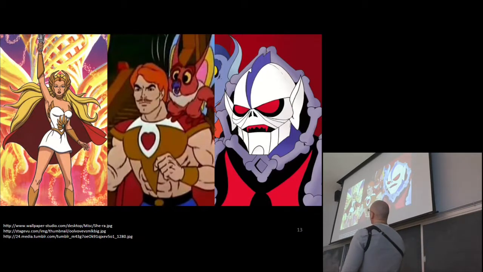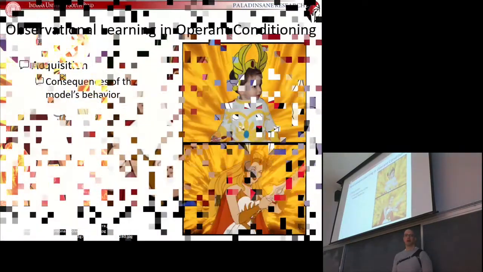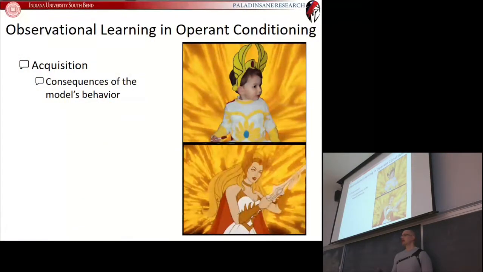But Shira, every single time she lifts that sword, she transforms into Shira. Every single time she does that, she basically ends up victorious, gets reinforced for that behavior. And that's one of the reasons why Isabella acquired the knowledge of how to perform that behavior. It was because the model herself was being reinforced. So the consequences of reinforcement made it a lot more likely that the observer was going to acquire that model's behavior.